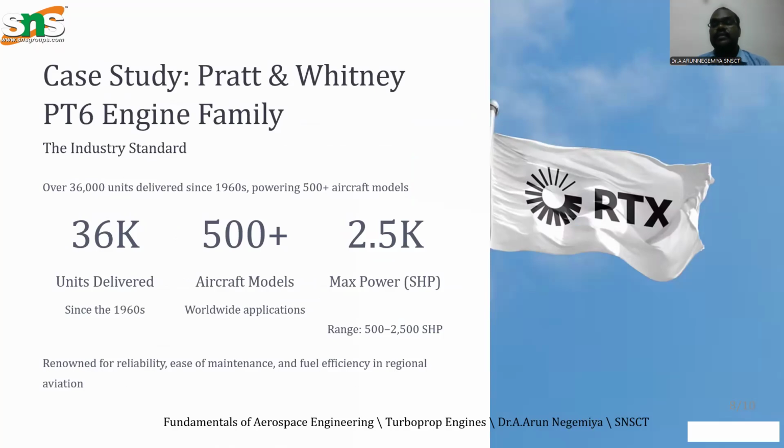This is one case study: the Pratt and Whitney PT6 engine family. This type of engine was developed in the year 1960. In total, 500 plus aircraft models have been produced using the Pratt and Whitney PT6 engines. These engines can produce a maximum of 2.5 kilo horsepower.